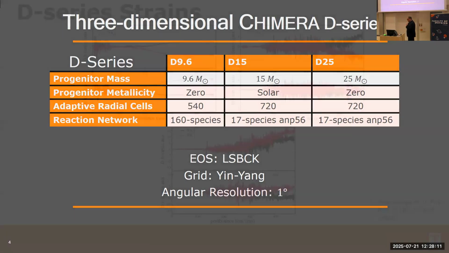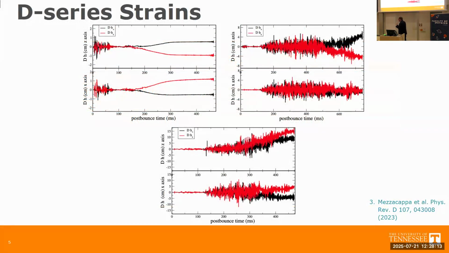And what I'm going to focus on is just the gravitational wave output more so than the explosion dynamics. So these are the gravitational wave strains for each of these models, D9.6 in the upper left, D15 in the upper right, and D25 at the bottom. You see the plus polarization in black, the cross polarization in red, and there are two viewing angles.